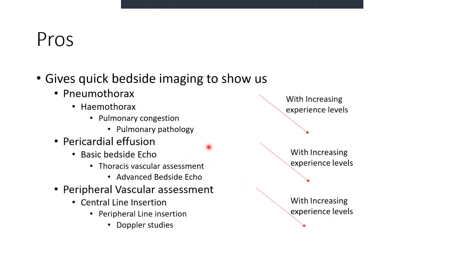Then what else does it give us? Quick bedside imaging in the thorax, pneumothorax. Hemothorax and pneumothorax are close, but you first got to be able to see a pneumothorax, and then you've got to be able to see a hemothorax. Pulmonary congestion and pulmonary pathology. Now, pulmonary pathology is extremely exciting, a wonderful branch of emergency medicine and intensive care medicine.